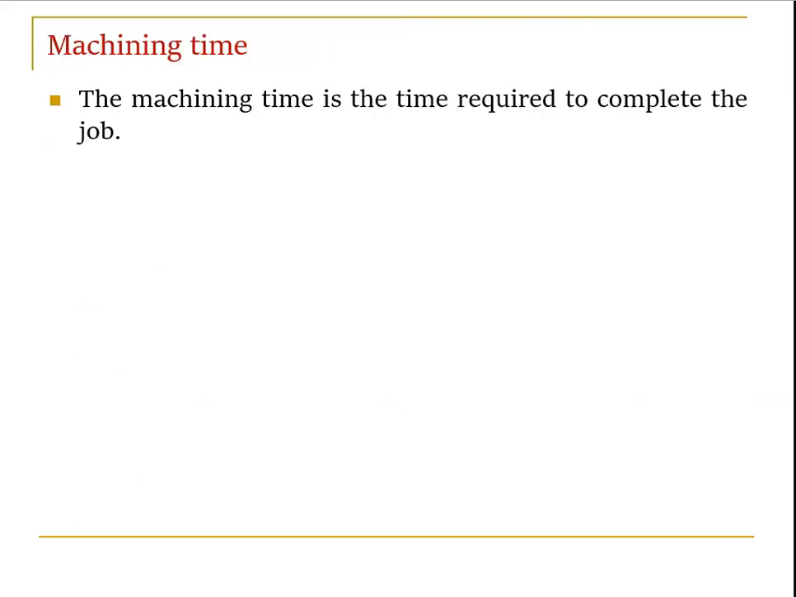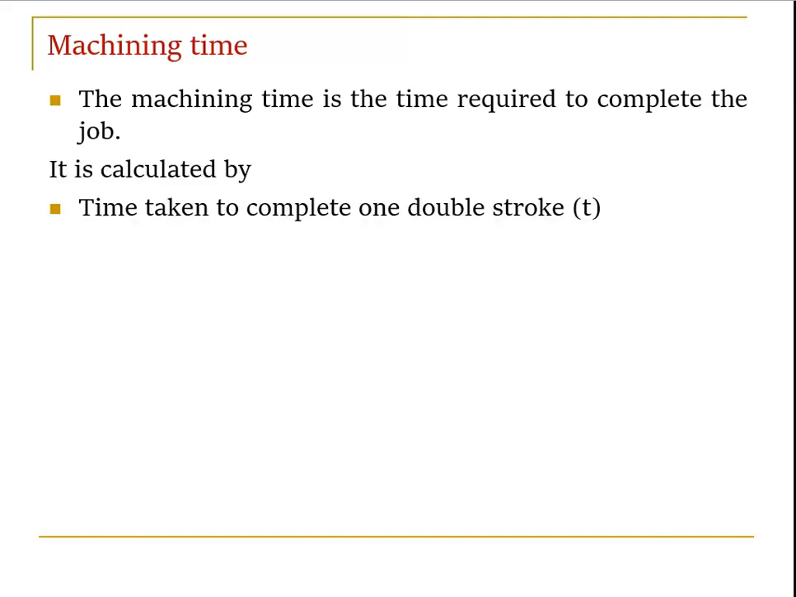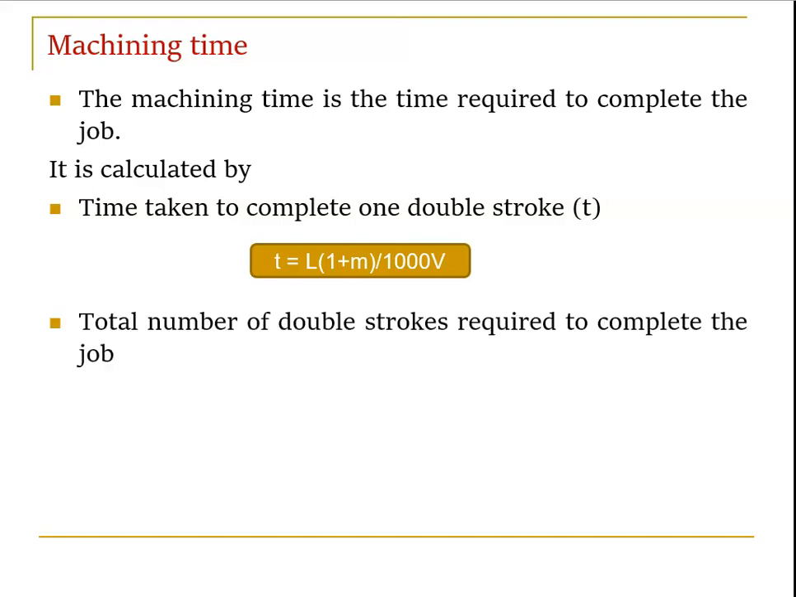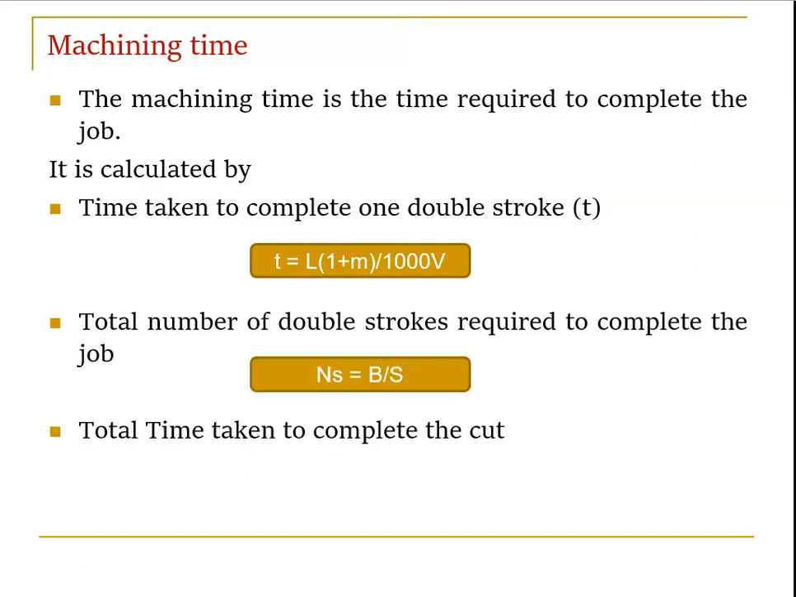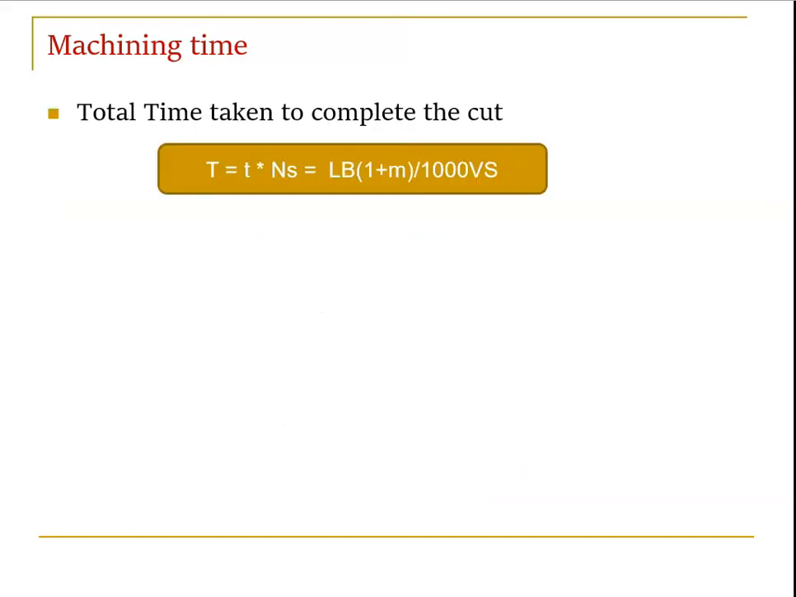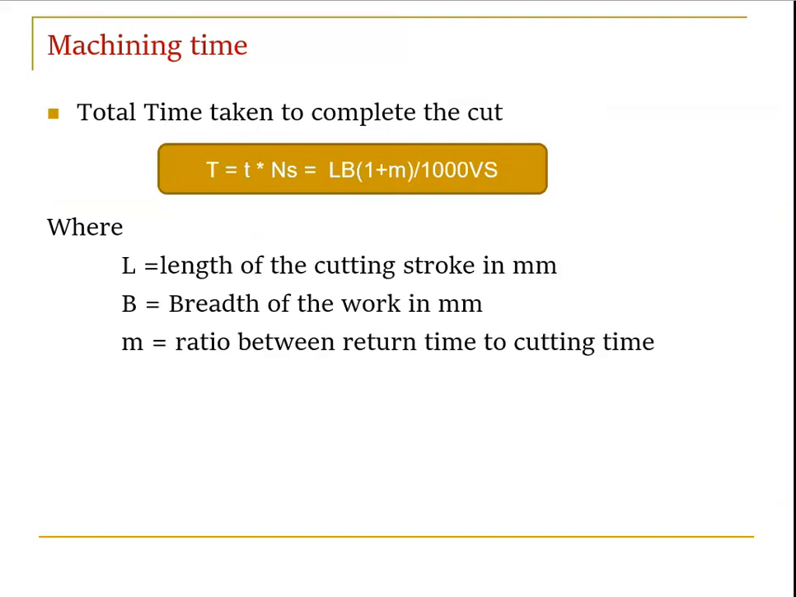Again, the machine time is the time required to complete one job. It is calculated by the time taken to complete one double stroke. Like அதே formula தான். L(1+m)/1000V. Number of double strokes per job பார்த்தீங்கன்னா B/s. The product of these two is the machine time. So இதுதான் இங்கே கொடுத்துருப்போம். LB(1+m)/1000Vs, where L equal to length, B equal to breadth, m equal to ratio between return time to cutting time, V equal to cutting speed in meters per minute, S equal to feed in mm.